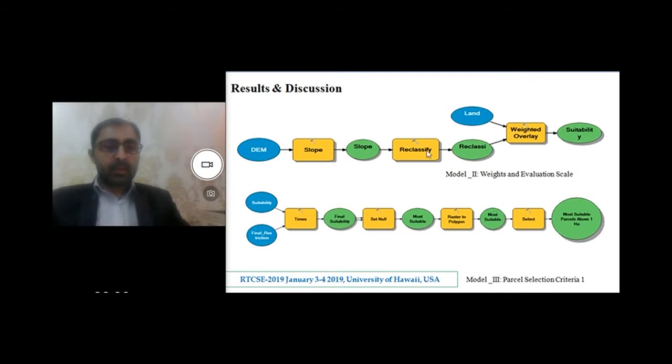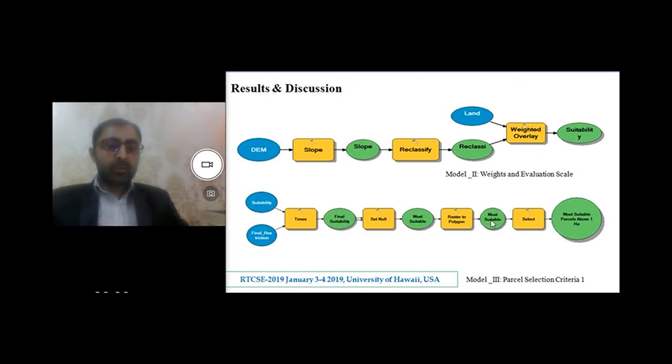In model 2, which is known as the weights and evaluating scale, we have applied some tools on the digital elevation model data. We have calculated the slope, then reclassified it, and got the suitable weighted overlay with the land, then there is a suitability parcel. In the same way, the suitability 1 result and then restriction in model 1.